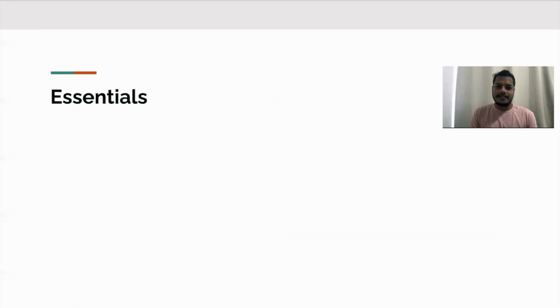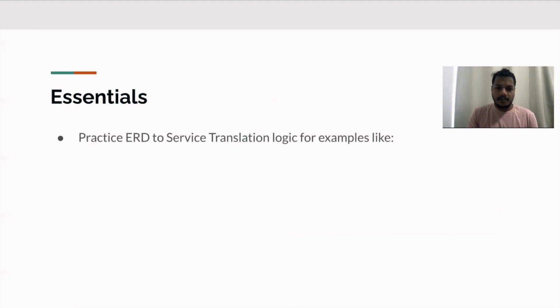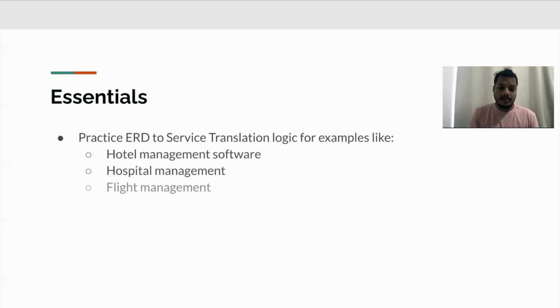So what are the essentials of this section, that is the HLD? First, I want you guys to practice ERD to service translation logic, basically coming up with the entity relationship diagram as in the second stage, which is the LLD stage, and then translating it to services. Like we saw for the user entity, we created the user service. Typical examples that you can practice are hotel management software, hospital management, flight management, and you can find a number of examples on the internet.